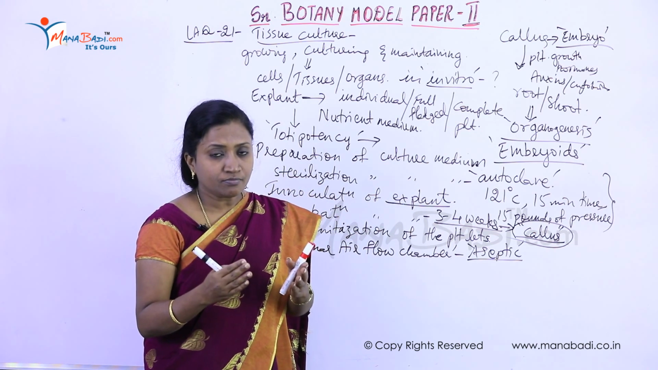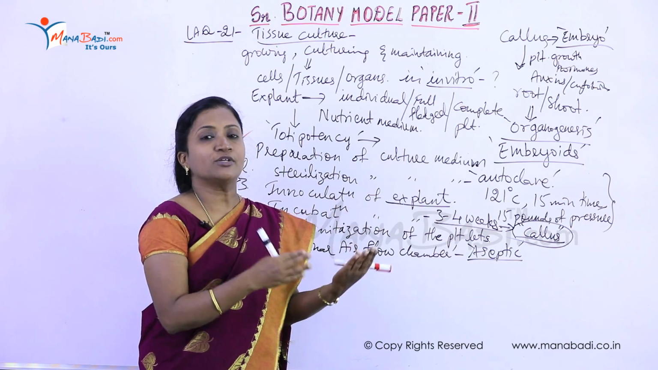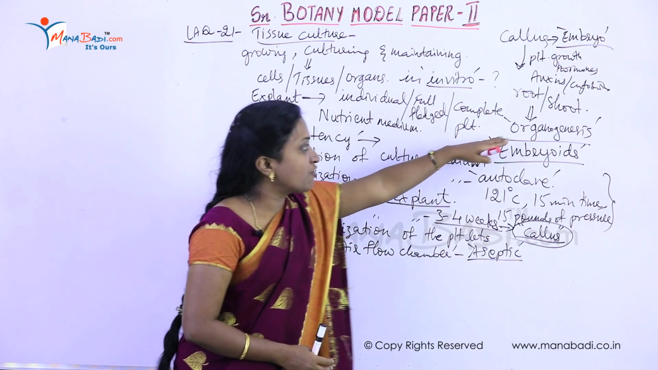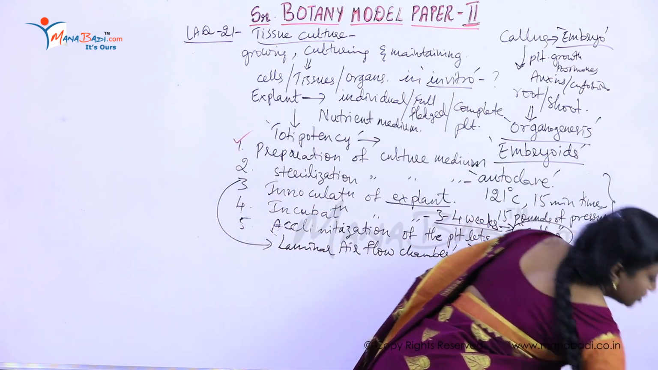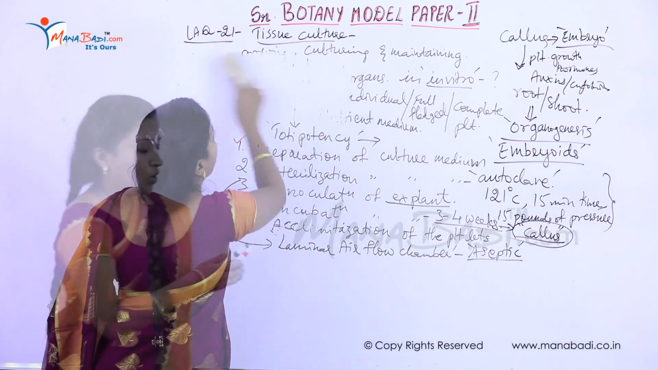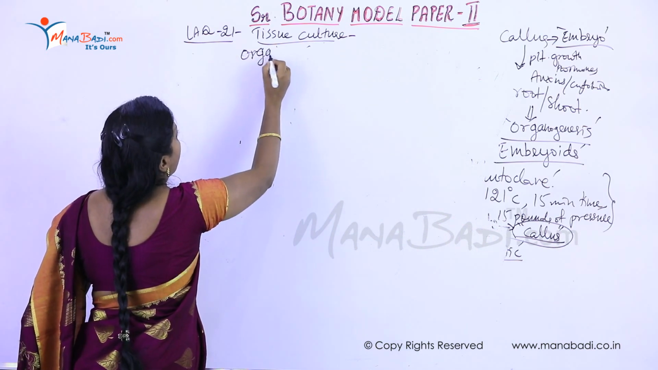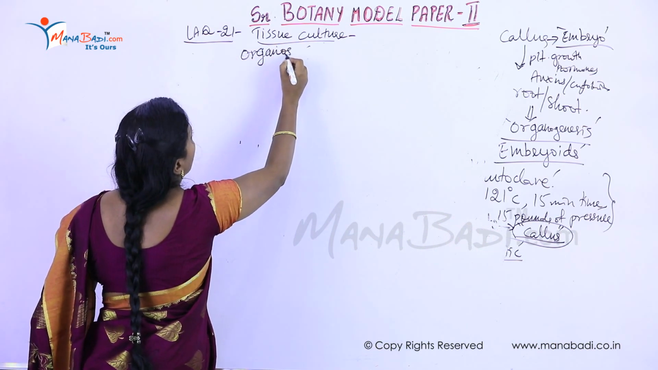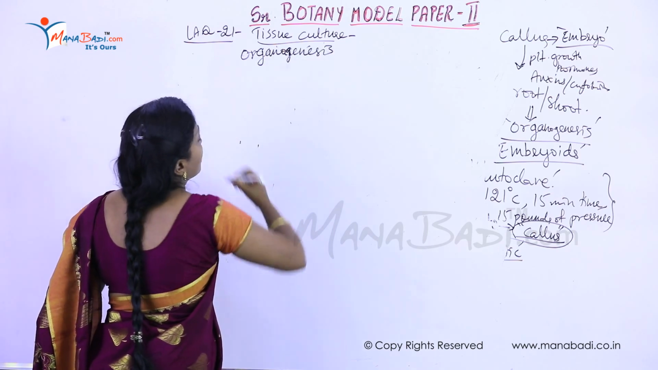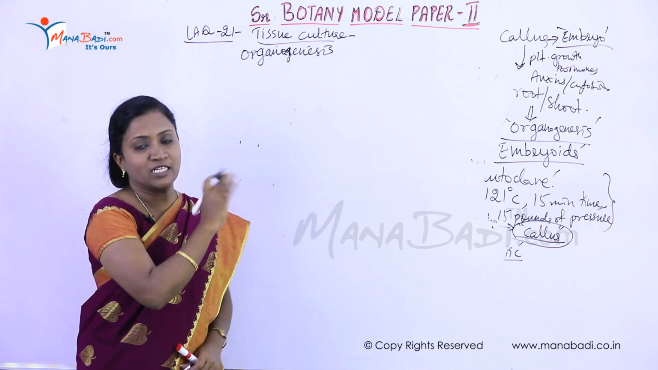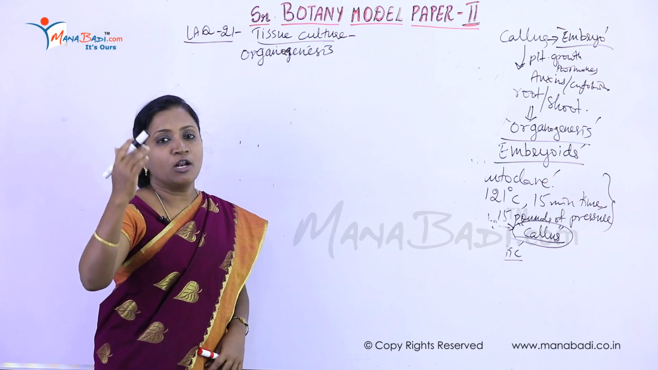Now embryos develop, whatever it is. What is going to happen now? These organs, formed by means of organogenesis through root and shoot formation, are further going to develop into a full plant.